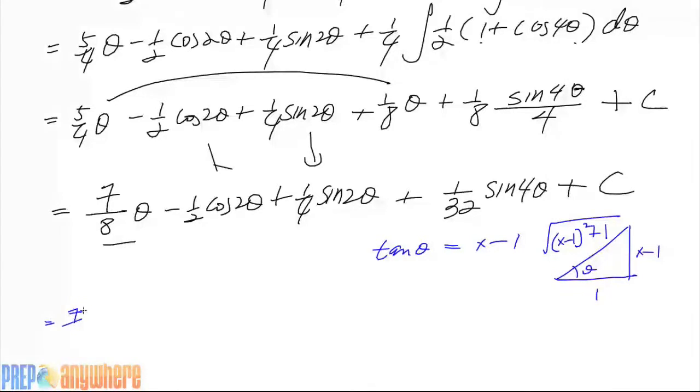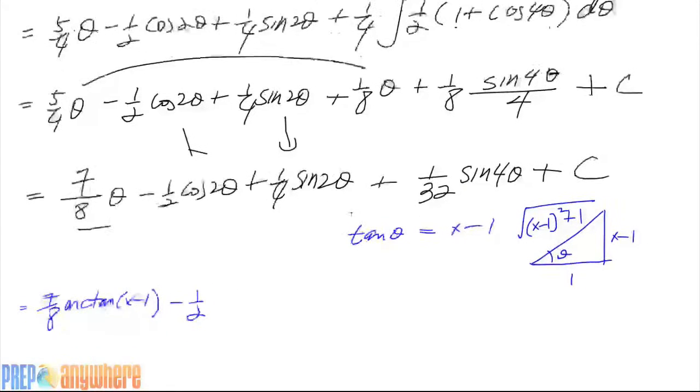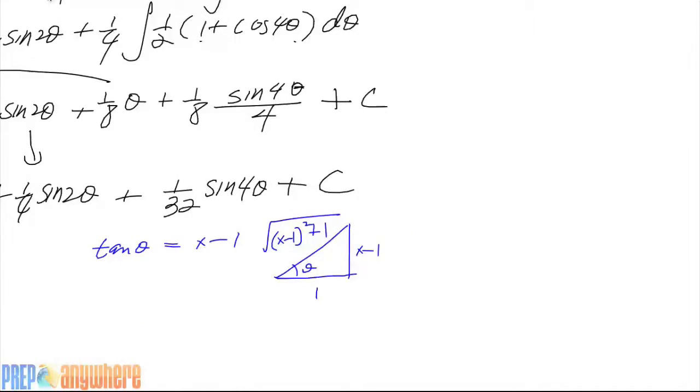Okay, the theta is easy to replace. It's going to be 7 over 8 arctan of x minus 1. Okay, so cosine 2 theta and sine 2 theta are a little bit more complicated. Let me do it on the side here. Recall, sine of 2 theta is equal to 2 sine of theta cosine of theta. So we need to use this to express in terms of x.